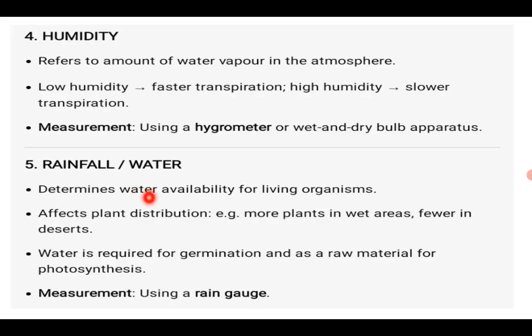So, availability of rainfall or water determines the availability of water for living organisms. It affects plant distribution also. More plants grow in wet areas and fewer in deserts. Water is required also for germination and as a raw material for photosynthesis. The amount of rainfall falling in a particular area can be measured using a rain gauge.